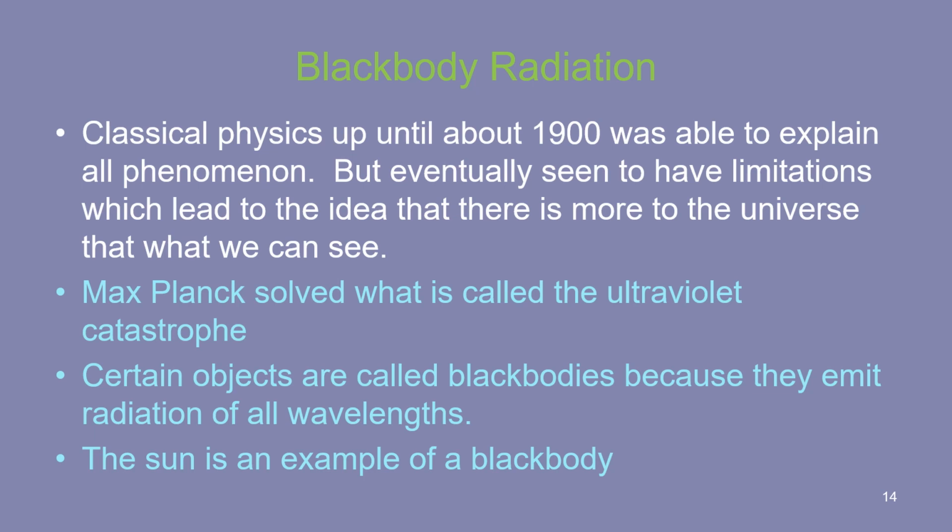So Max Planck was one of the first scientists, and he solved what is called the ultraviolet catastrophe. And what is that? I think that's on the next slide. So certain objects are called black bodies. Black body radiation emits radiation of all wavelengths. So the sun is an example of a black body.